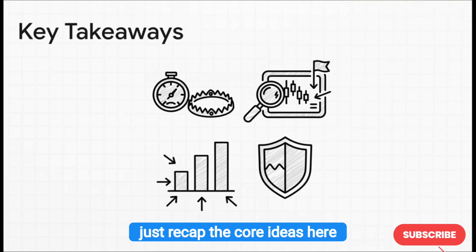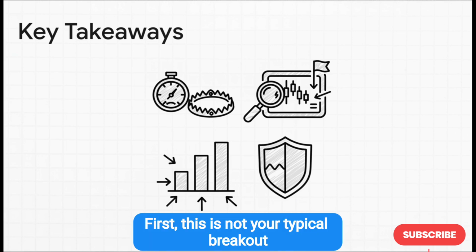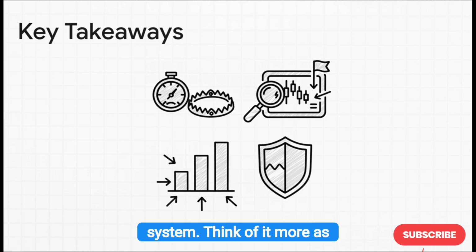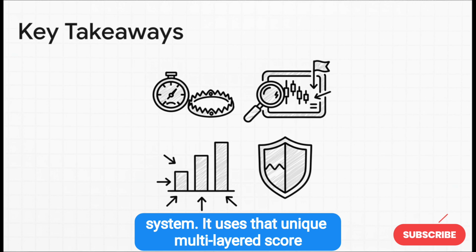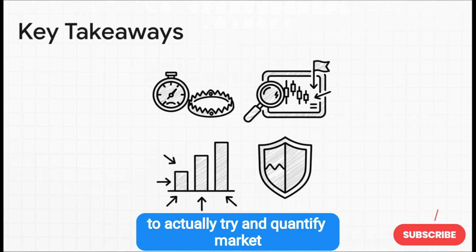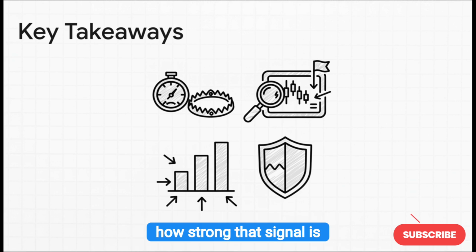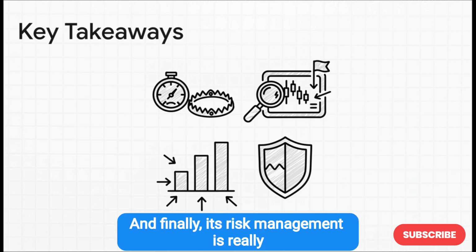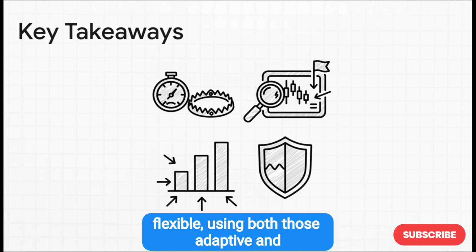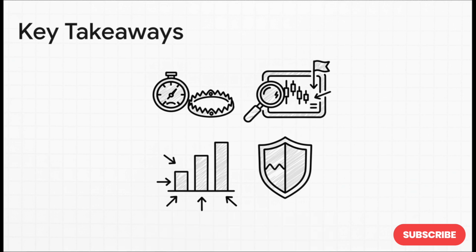So let's just recap the core ideas here. First, this is not your typical breakout system. Think of it more as a pressure and trap detection system. It uses that unique multi-layered score to actually try and quantify market conviction. It also scales into positions depending on how strong that signal is. And finally, its risk management is really flexible, using both those adaptive and fixed rules.